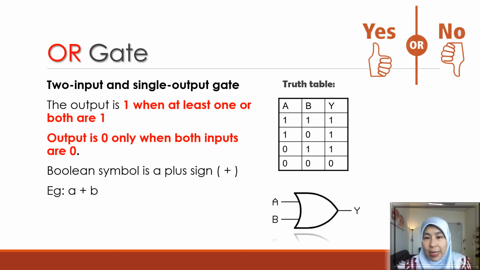We have two inputs here, which are A and B, and one output, which is Y. So, if A is 1, B is 1, then the output is 1. If A is 1 and B is 0, the output is still 1. If A is 0, B is 1, the output is 1. And lastly, if A and B both have a 0 input, then only the output will be 0. Below the truth table is how we draw the OR gate. We have an example of two inputs here, with the symbol of the OR gate and one output.